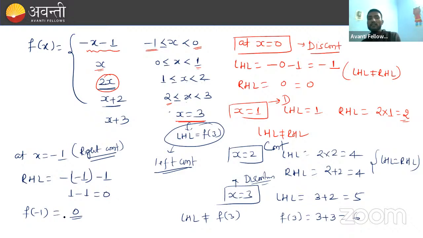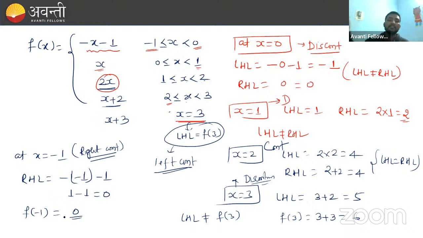So yeah, it was right continuous because RHL is equal to f of minus 1. So clear. At 0, we have checked LHL and RHL. Then it was not equal, so it was discontinuous. Then at x equals 1, again it was not equal, so it is discontinuous. At x equals 2, we have checked. We got the LHL value equal to the RHL value, which means it is continuous.